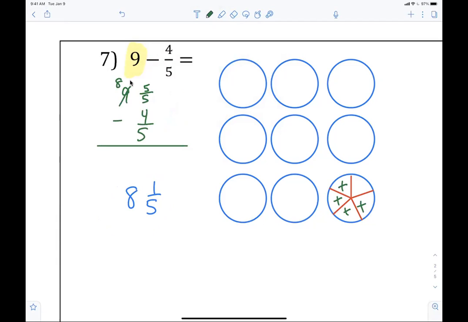No? So look at this. What if I said I borrowed 1, 8 plus 1 is still 9, right? Now 1 whole can be turned into what? 5/5. That's what I did. Is that any better? That's what I did in my picture. I took one of the wholes, which was this guy right here. I took one of the wholes and I cut it into fifths so I could eat 4 of them. Does that make any sense?